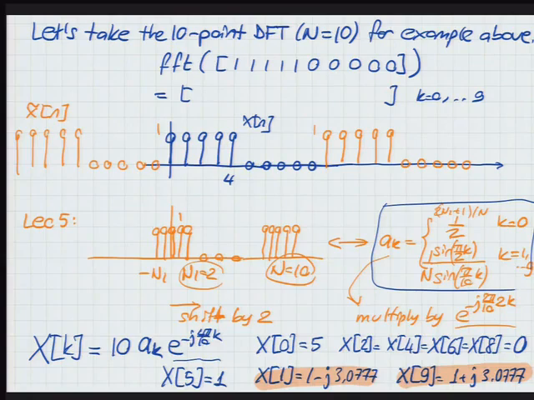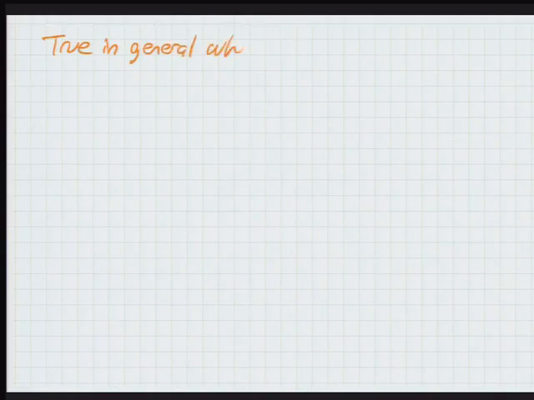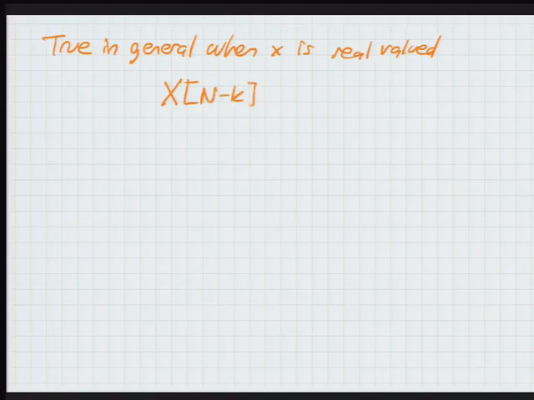So in general, you'll get different numbers. But in this example, we saw this complex conjugate property. So this is a general property, in fact. True in general when x is real valued, you'll have X of N minus k equals X of k conjugate.